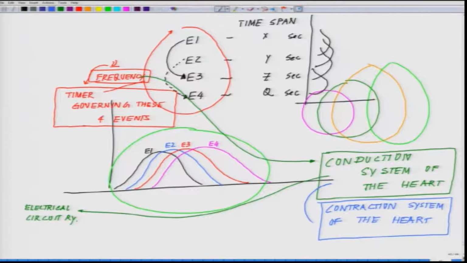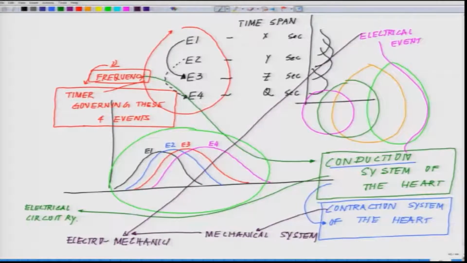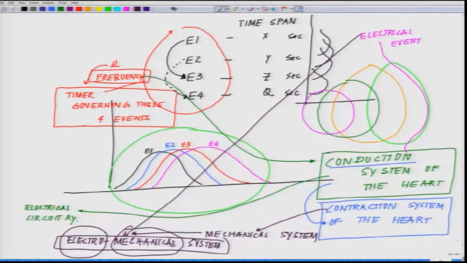And this is the controller unit, and this conduction system is an electrical event, whereas this contraction system is a mechanical system. So, it means you can consider the heart as an electromechanical system. The electrical system governing the mechanical action of the system. So, this is an electromechanical system in its complete totality.